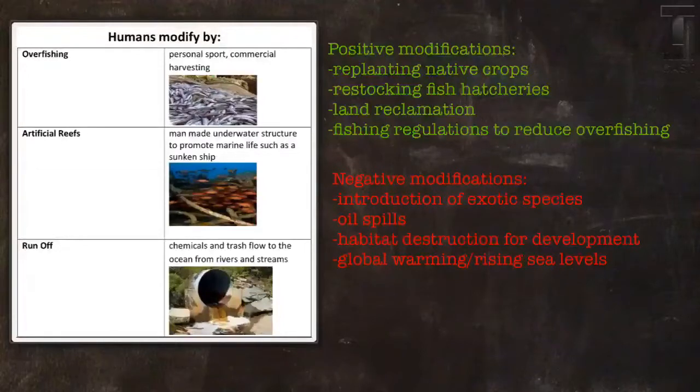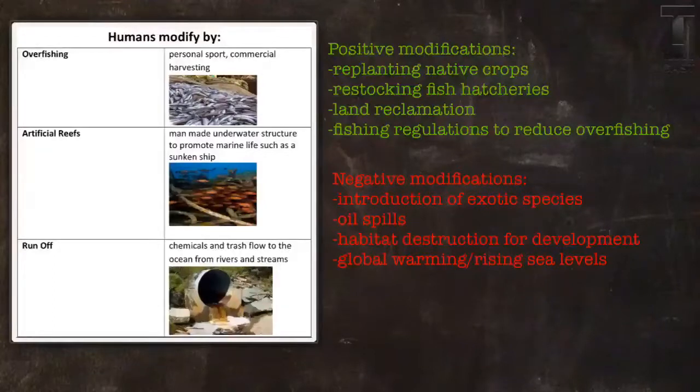Other negatives listed to the right: introduction of exotic species, which can take away resources from the already existing species, oil spills, habitat destruction for development, and global warming, which leads to rising sea levels.